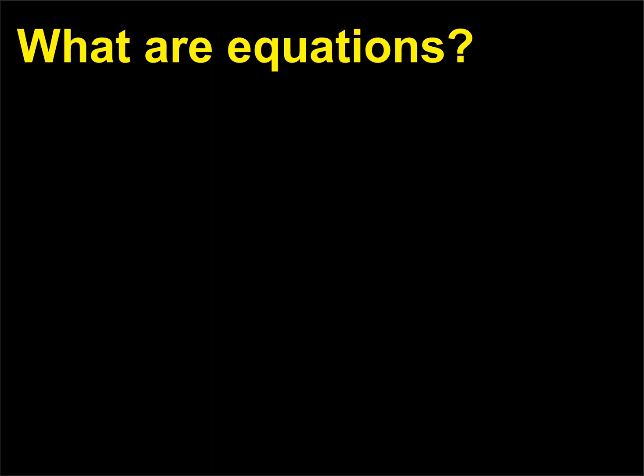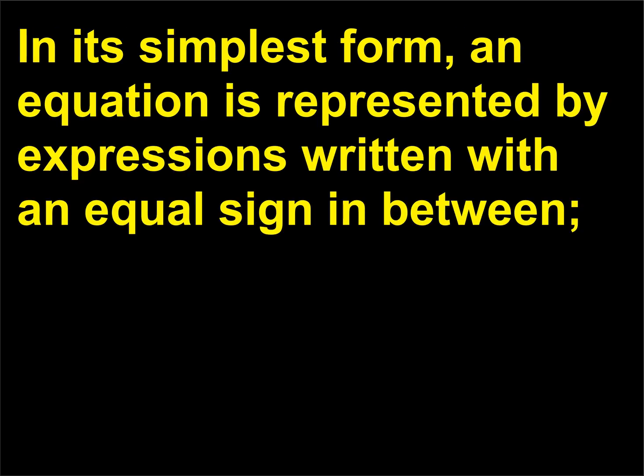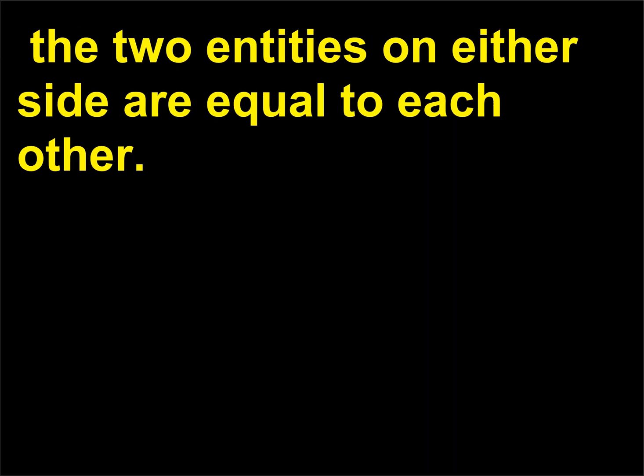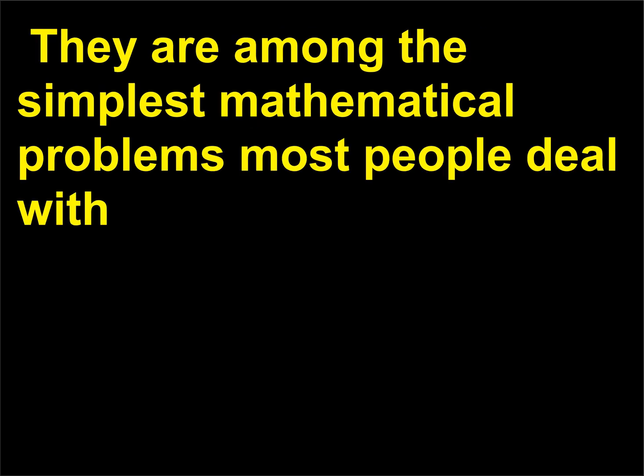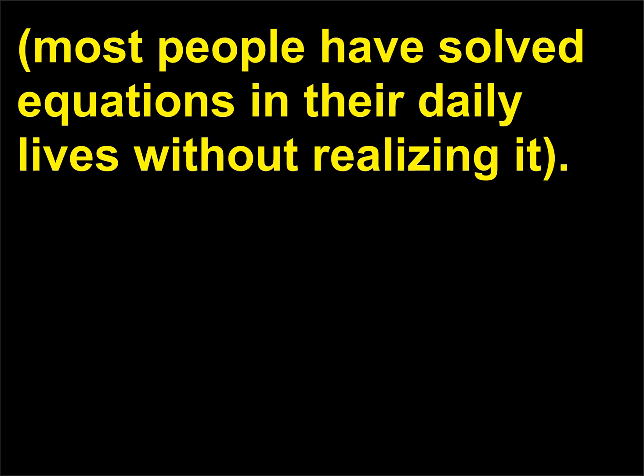What are equations? In its simplest form, an equation is represented by expressions written with an equal sign in between. The two entities on either side are equal to each other. They are among the simplest mathematical problems most people deal with. Most people have solved equations in their daily lives without realizing it.